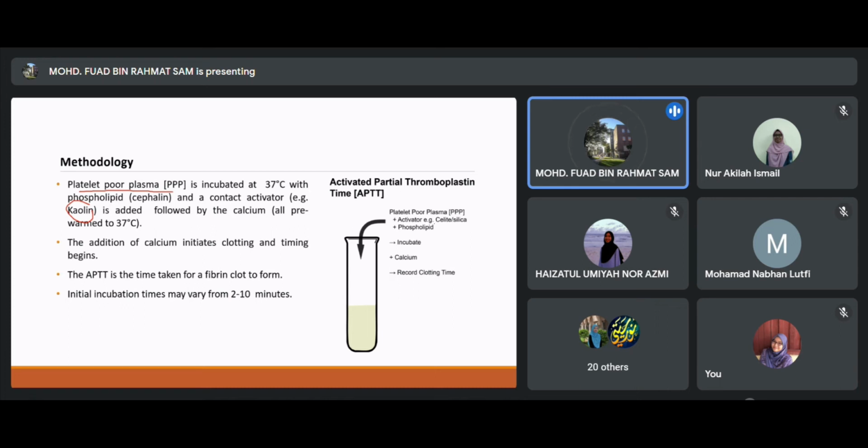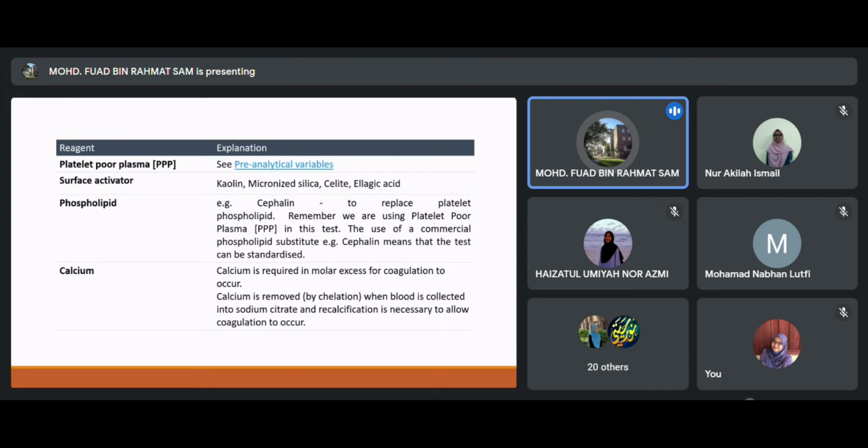Okay. All right. So these are the reagents that are usually used in APTT. Obviously, the sample we use is plasma, and it involves a surface activator, such as kaolin, micronized silica, celite or ellagic acid. It is a surface activator. We also have phospholipid and calcium. This phospholipid and calcium, are these reagents also used in the PT time?